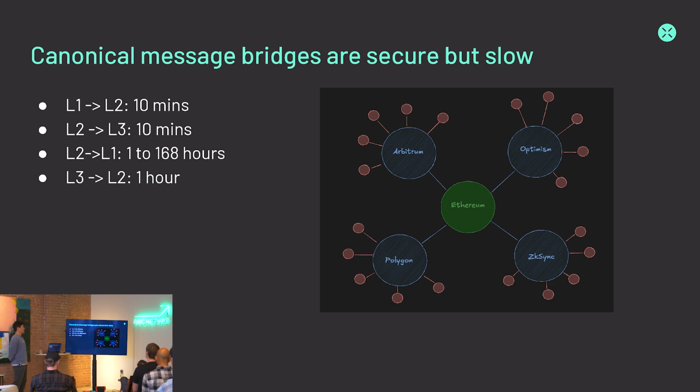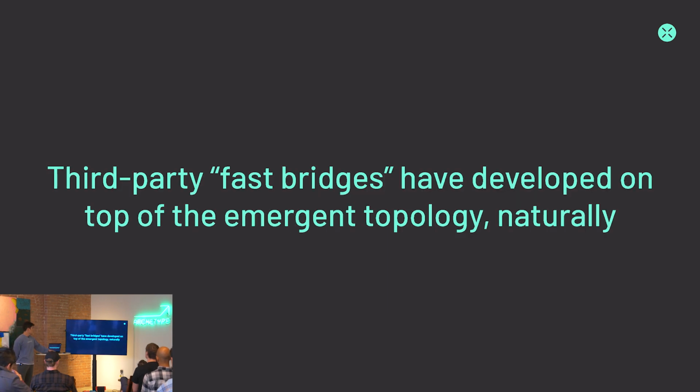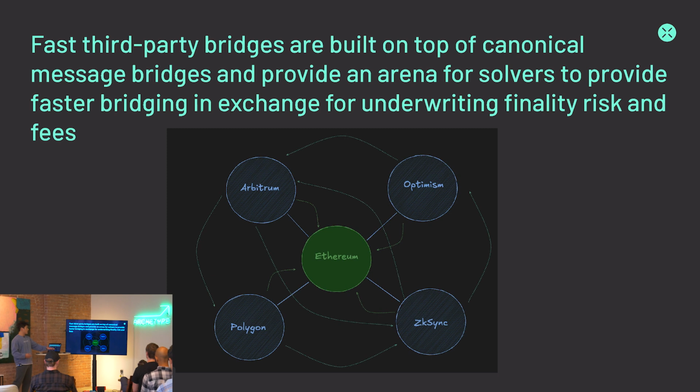L2 to L1 and L3 to L2, so traversing down the pyramid, is going to be slow. And this is kind of natural with how these rollups are architected. So third-party fast bridges have naturally developed on top of this topology. You can imagine fast bridges as a layer, almost like a mesh built on top of these canonical bridges. They generally provide arenas for solvers to offer faster bridging in exchange for underwriting finality risk and taking in fees. I think that's a pretty general definition of any bridge.